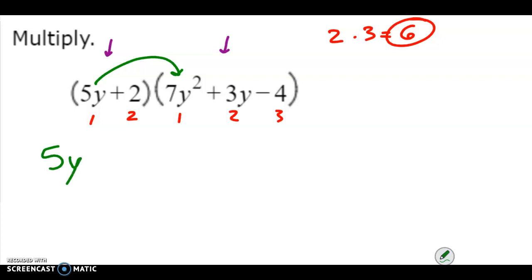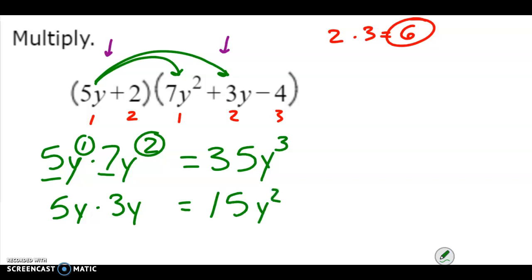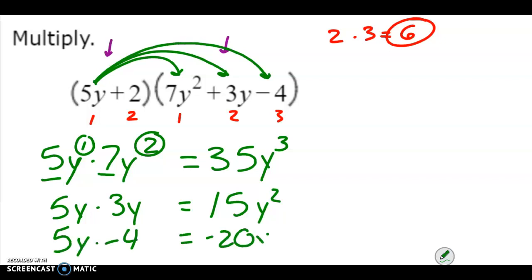Okay? So that first one, we're going to have 5y times 7y squared, which is going to be 35, and then y to the third. Then you're going to have 5y times 3y, which is going to be 15y squared. And then you're going to have 5y times negative 4, which is going to be negative 20y. So those are our first 3 multiplications.